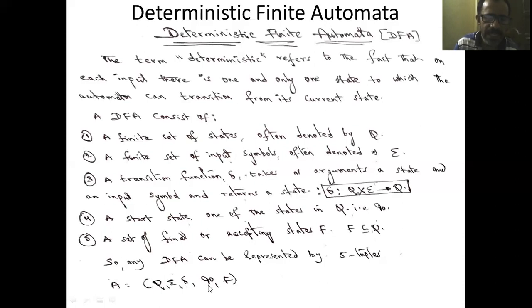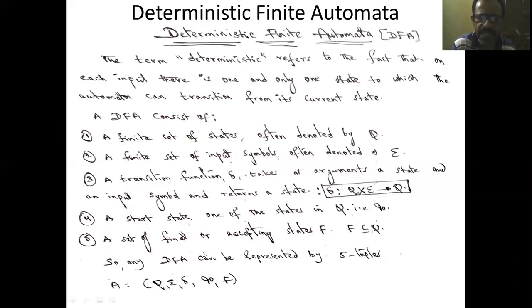Then the next one is Q naught. Q naught is the starting state. If the starting state is Q1, then Q naught becomes Q1. If the starting state is Q2, then Q naught equals Q2. So Q naught is the initial state or starting state. And F, capital F, is the set of final states or acceptance states, because a DFA or any other machine, NFA or DFA, can contain more than one final state. But in a DFA, we can reach only one final state finally.